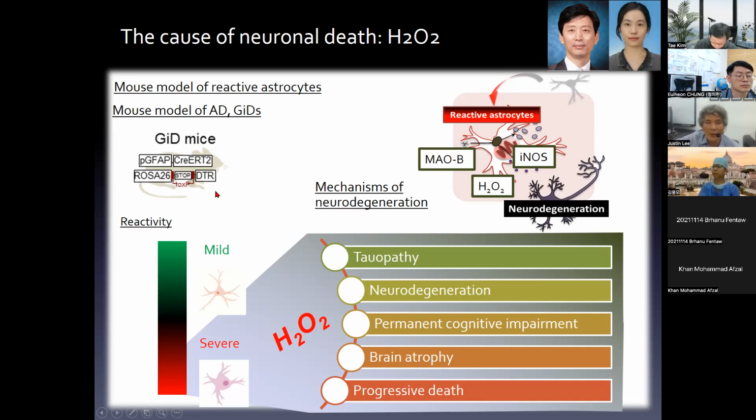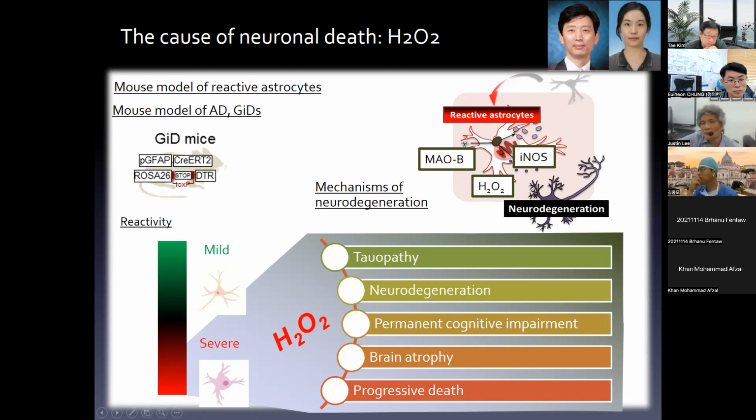So this was very convenient because using this model, we were able to bypass the amyloid plaques. Without amyloid plaques, we were able to demonstrate that if we induce severe reactive astrocyte, but not mildly reactive astrocyte, by adding enough diphtheria toxin, we were able to recapitulate all the features of Alzheimer's disease. For example, we saw tauopathy, neurodegeneration, permanent cognitive impairment, brain atrophy, and progressive death, where the whole animal actually died. And all this was mediated by H2O2, hydrogen peroxide, which is also one of the byproducts of the MAO-B action.